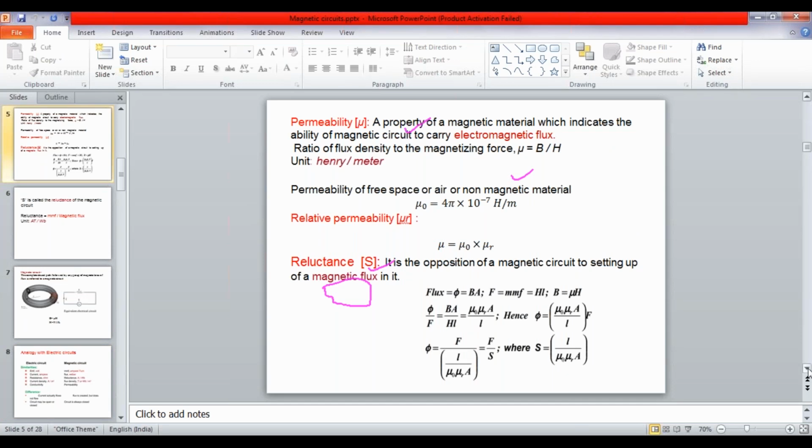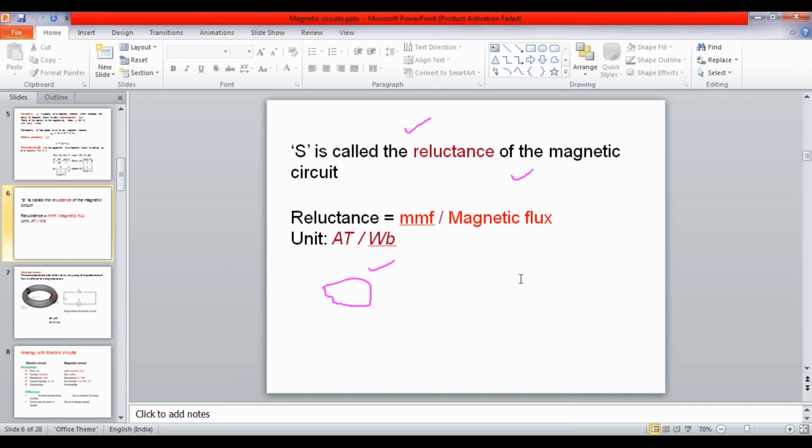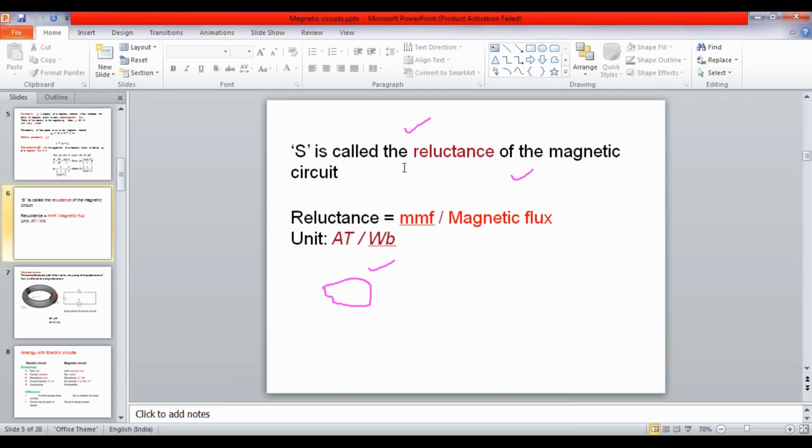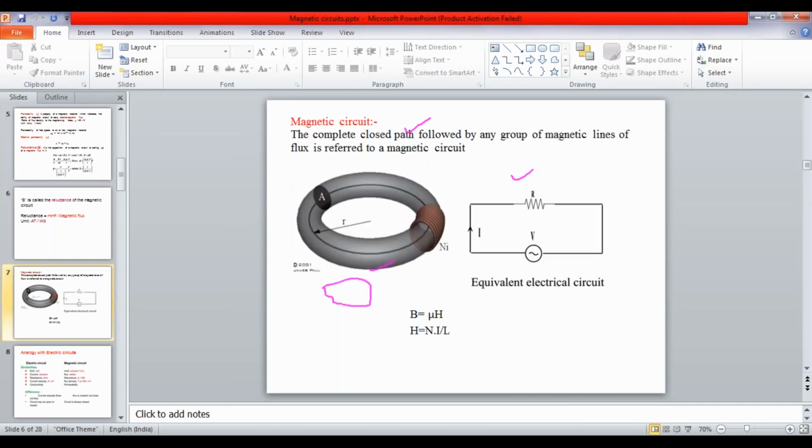And then afterwards, we need to remember the term reluctance S, where reluctance S is the opposition offered to the flow of magnetic flux phi, similar to resistance. It is indicated with the letter S. The unit of reluctance is ampere turn per Weber.